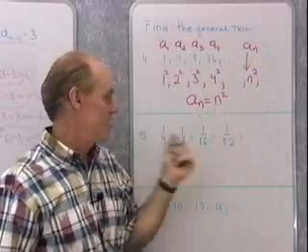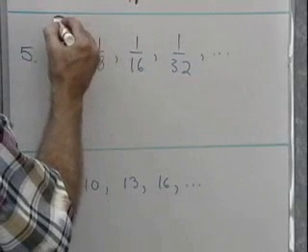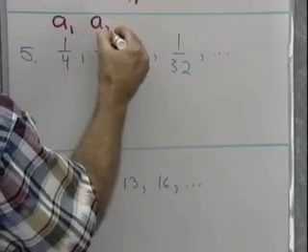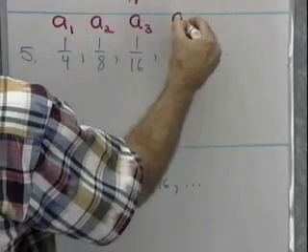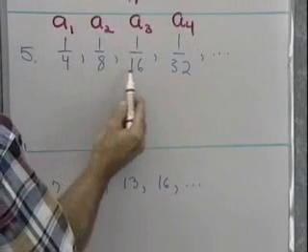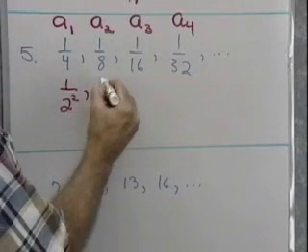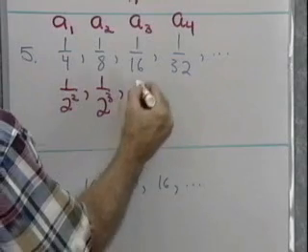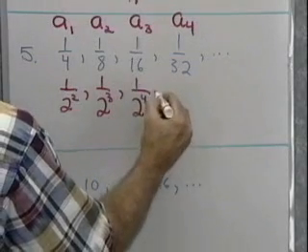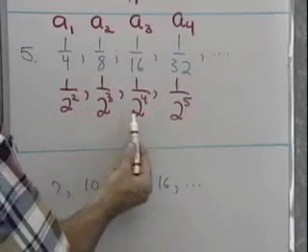Okay, let's look at our next example here, example number 5. Example number 5, I have 1/4, 1/8, 1/16, and 1 over 32. Okay, again, here are the term numbers, a sub 1, a sub 2, a sub 3, a sub 4. Now, if I look at this, this looks like 2 squared, 2 to the third, 2 to the fourth, 2 to the fifth. So 1 over 2 squared, 1 over 2 cubed, 1 over 2 to the fourth, 1 over 2 to the fifth. Okay, so now I've seen the pattern here.